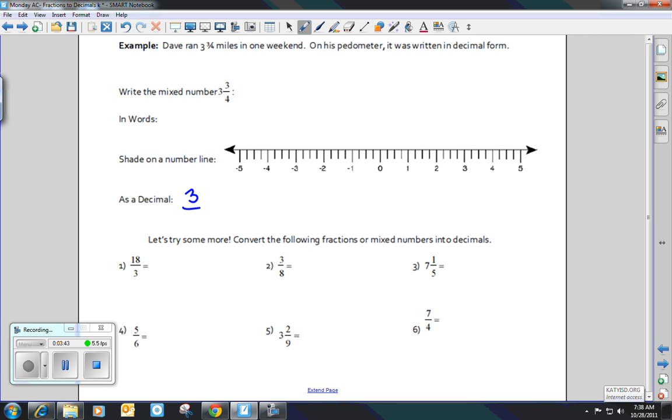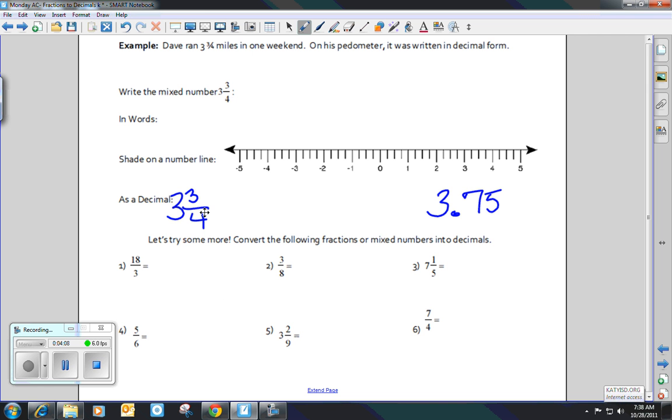So 3 and 3/4. We have a whole number here, which is 3. This is going to become the whole number in front of our decimal. It's going to be 3 point something. Now we're going to turn the fraction into a decimal. So 3/4 is worth how many cents? 75 cents. So this will be 3.75.